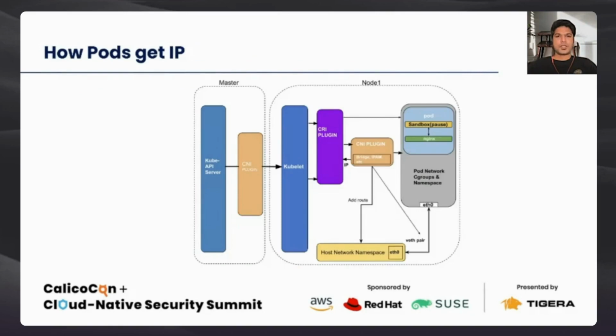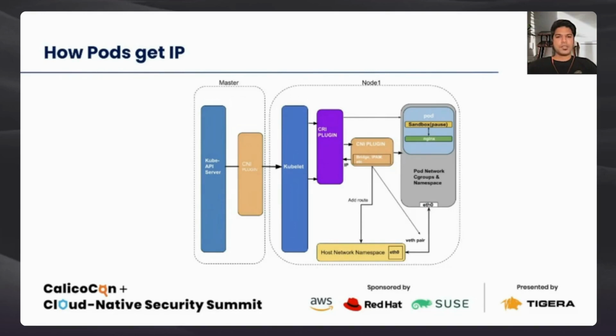How do pods get assigned with an IP address? Say this is a master node and this is a worker node. Master node will have a Kube API server and a CNI plugin is installed. On the worker node, there will be a host network namespace by default. Now, let's say we execute a command to create a pod, something like kubectl run nginx-pod --image=nginx. The command then calls the kubelet.